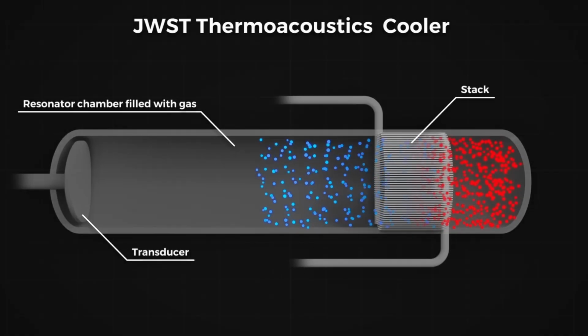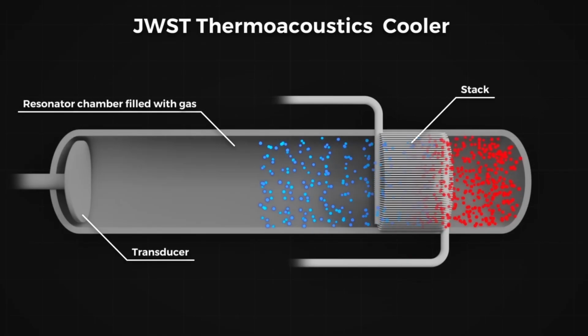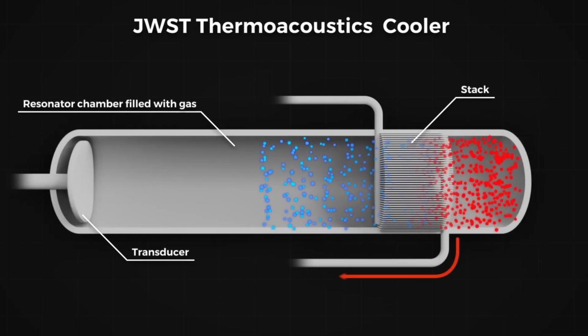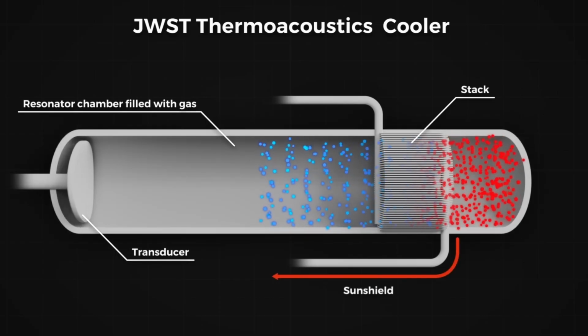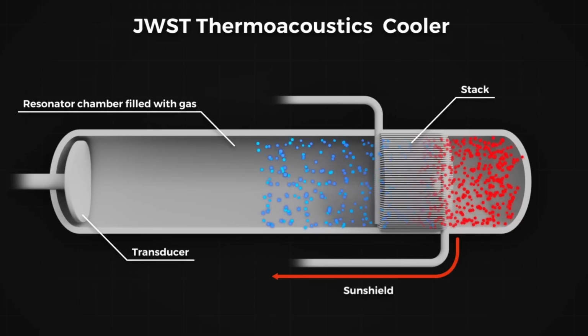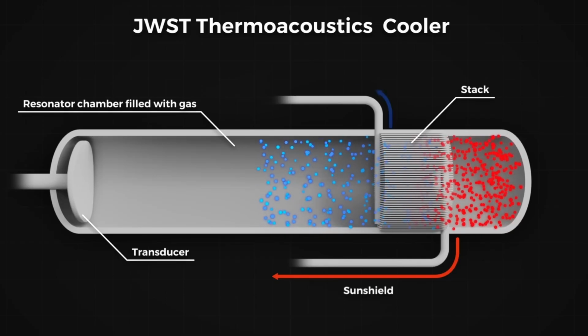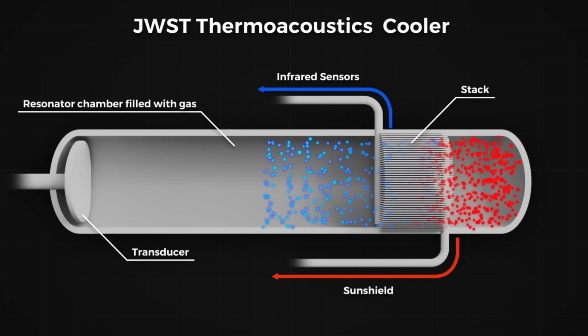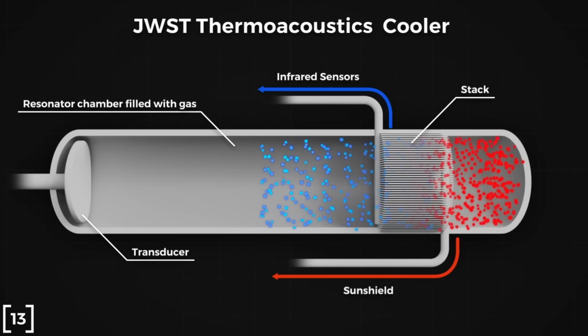Heat exchangers can be attached to each end of the stack on the cold and hot end. The hot end is rejecting the heat to the environment, while the cold side is attached to whatever you need to cool, like a sensitive sensor in space.